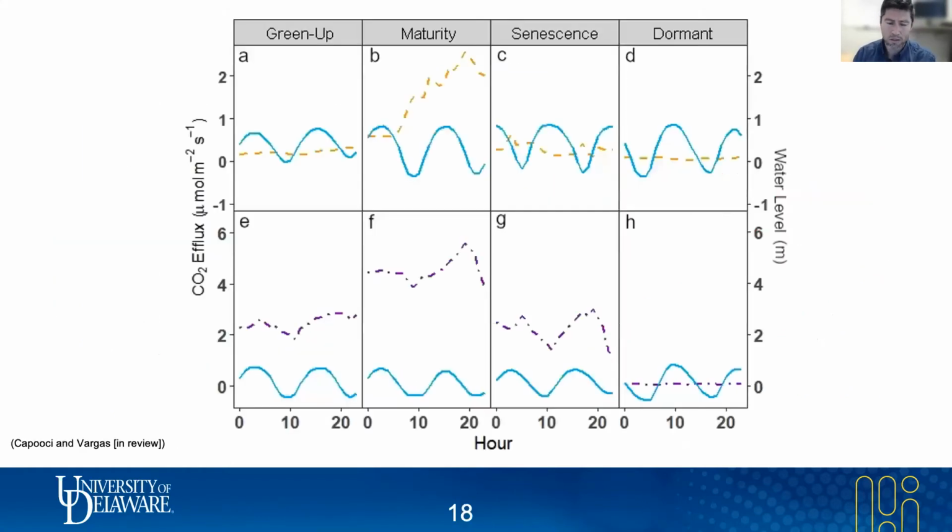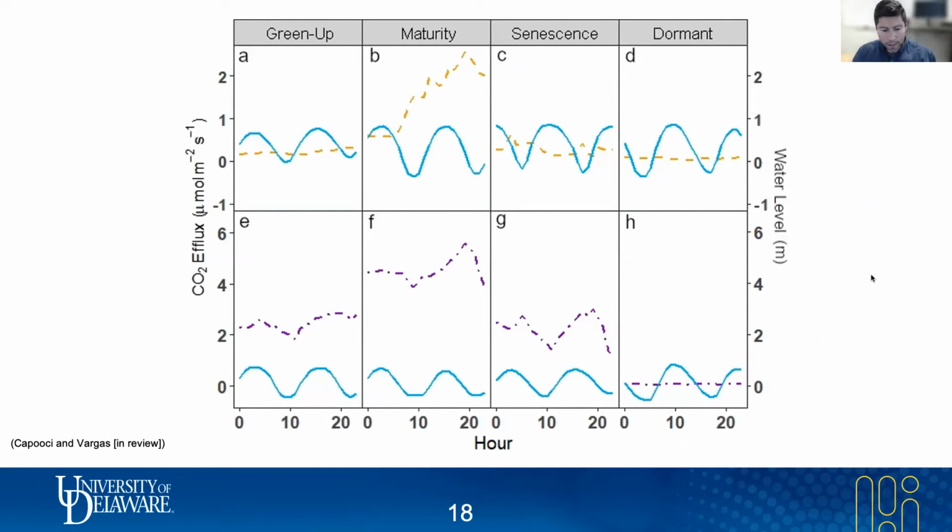The story is a little bit more complicated. These are, again, the different seasons: green up, maturity, senescence, dormant. And these are daily cycles, so diel cycles from 0 to 24 hours for each one of the seasons, on different days. This is the water level in blue, and the other line is the CO2 efflux at 2 different locations in the salt marsh.